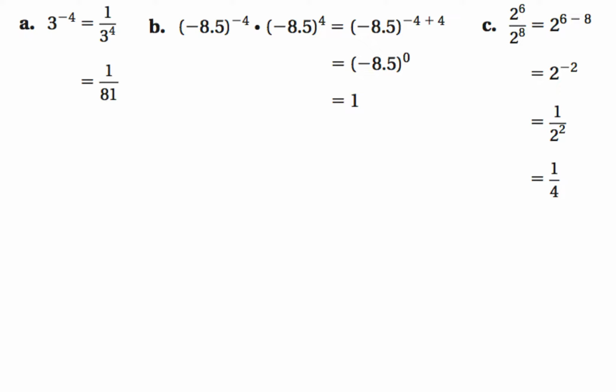You can see this first one, 3 to the negative 4. You move the power to the bottom and it gets a positive exponent. And then you can evaluate it. 3 to the 4th is 81, giving you 1 over 81.